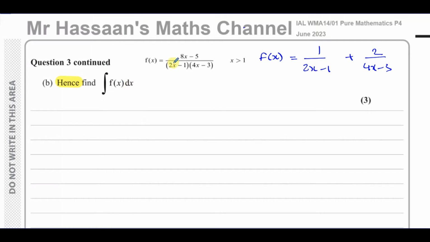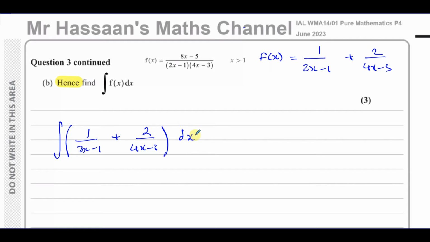So f of x, we expressed it as partial fractions, and in this form it's easy for us to integrate, as we have to do. All right, so we're going to now integrate what we found. So we found the integral of, you must put it in brackets because you have separate terms here, 1 over 2x minus 1 plus 2 over 4x minus 3, and that all must be integrated with respect to x.